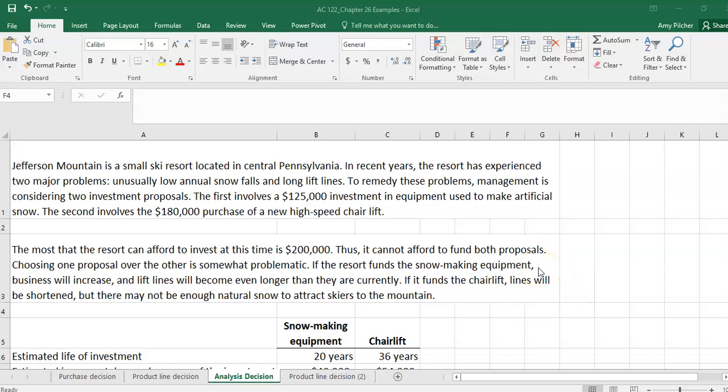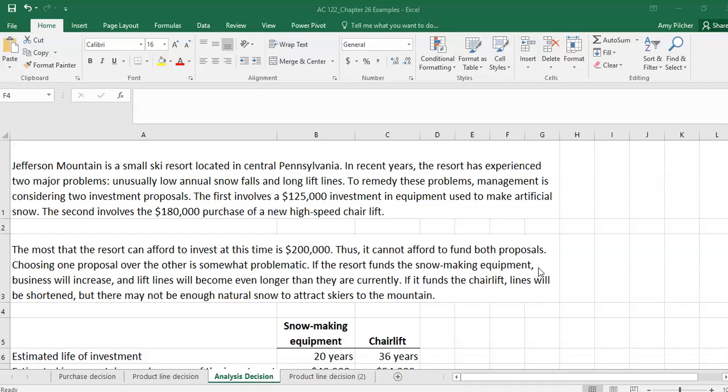In this example, we're looking at a capital budgeting decision for a ski resort. This is an example of a constrained capital budgeting decision because this ski resort needs to make two investments, but they only have enough cash right now to afford one of them. So they have to make a decision about which one they're going to purchase now and push the other one off. So they have two problems.